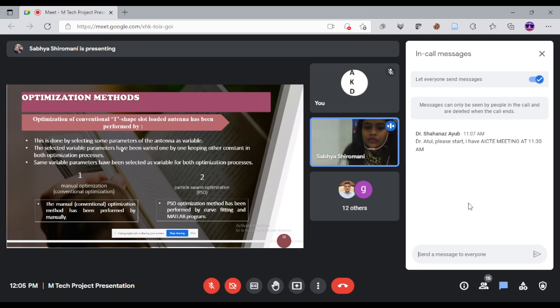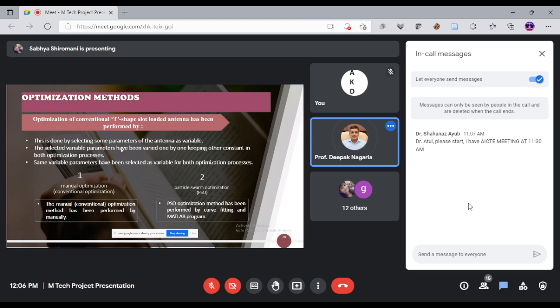W2 is the width of the horizontal arm, and L2 and W2 are dimensions of the feed line. So we will be taking only these parameters out of ten, because these are the parameters which are responsible for the radiation of the particular antenna. So we will be varying them one by one, keeping the others as is. So here we will be varying these parameters.